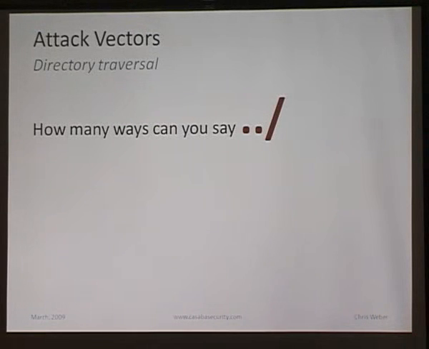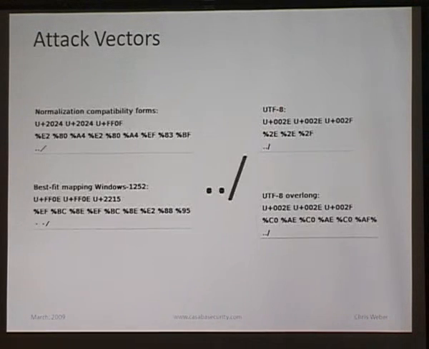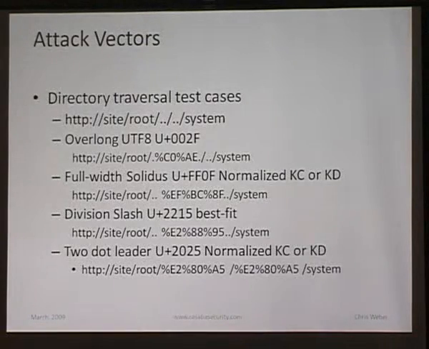There's a lot of ways to represent a dot dot slash other than just encoding it. On the left, I got the normalization forms of it and the best fit mapping forms of it. And I would try these if I was doing any file system operations or web app testing. Here's a list of some.